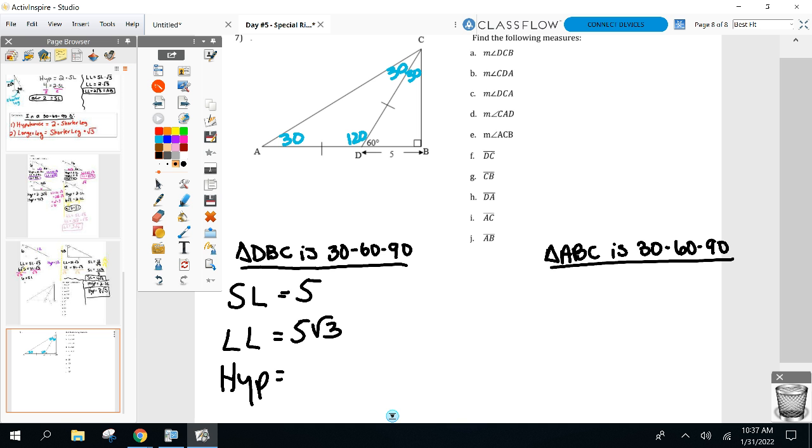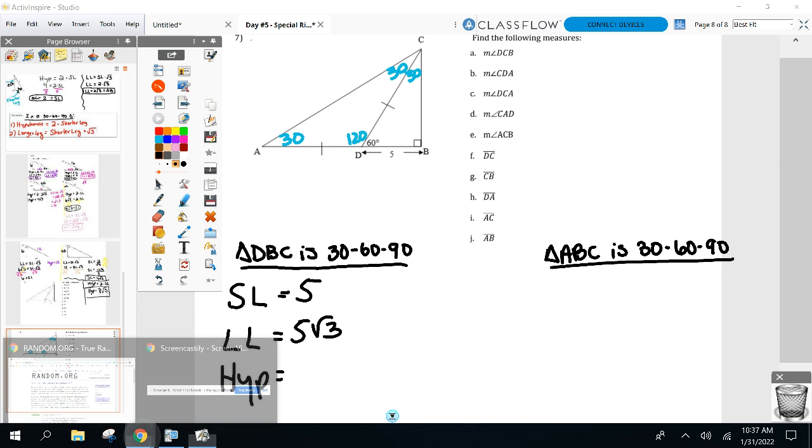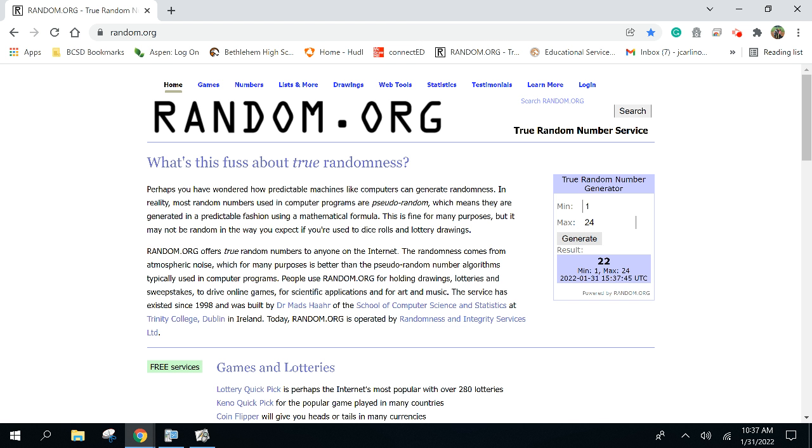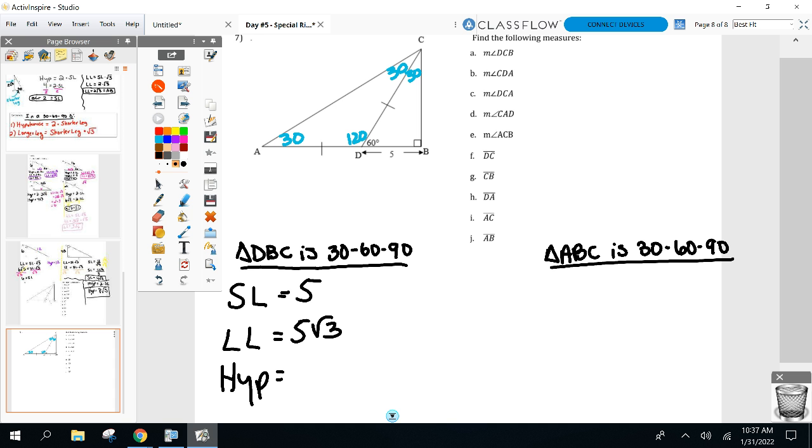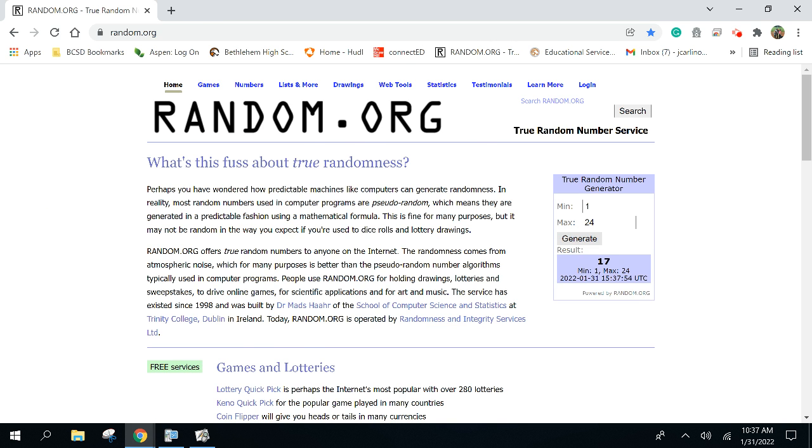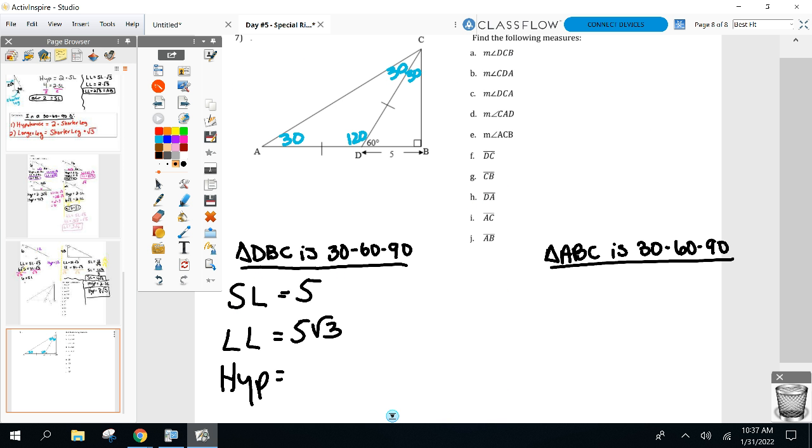And now for more of a challenge. Name the longer leg I'm talking about. What side is 5 radical 3 up here? Name it. What side is 5 radical 3? BC is 5 radical 3.